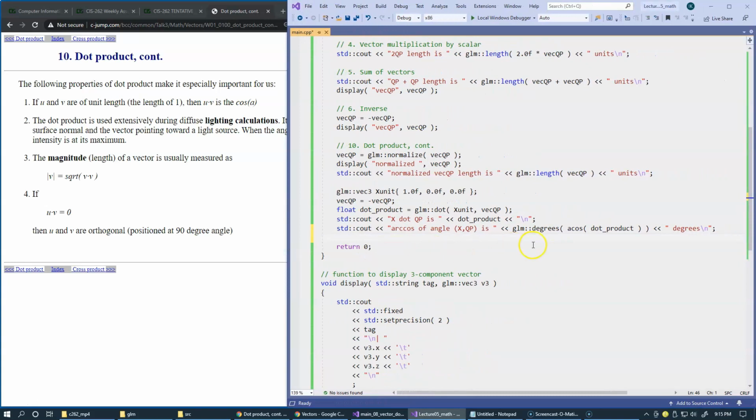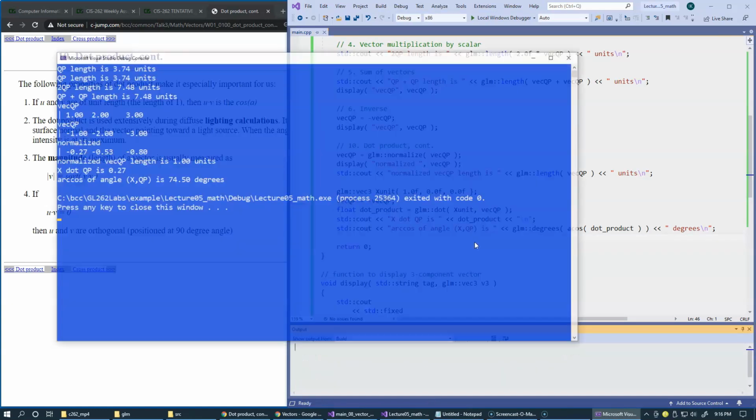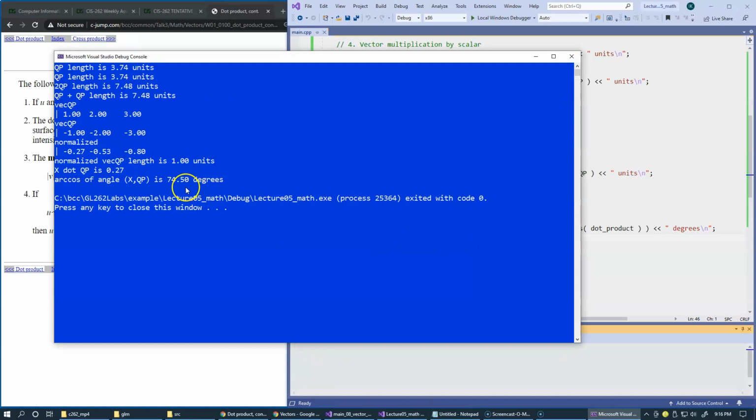Here I'm using the dot product, which is of course the cosine of the angle, and then taking the arc cosine and converting it to degrees. Remember, all C++ math library functions return the value in radians, or take the value as an input parameter also in radians. So here we should be able to find out the angle between our two vectors. Okay, so the result is 74.5 degrees.